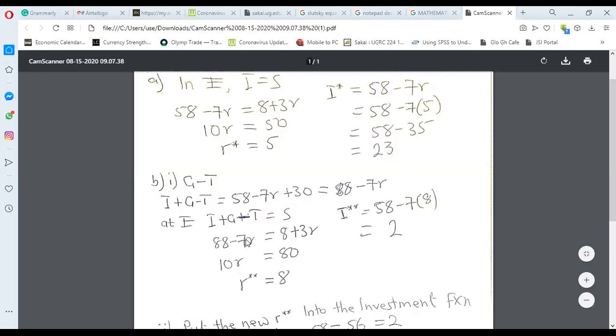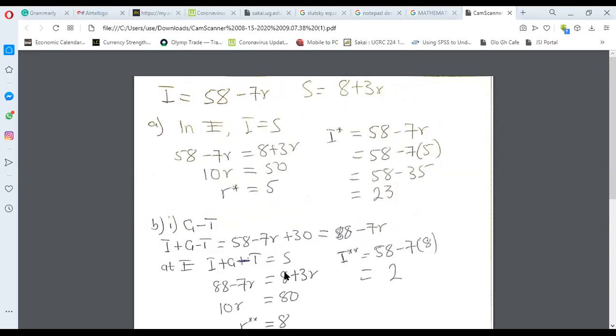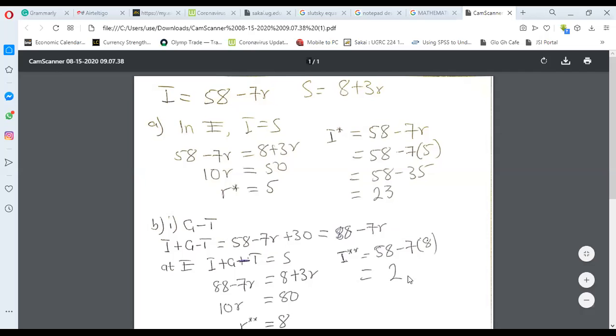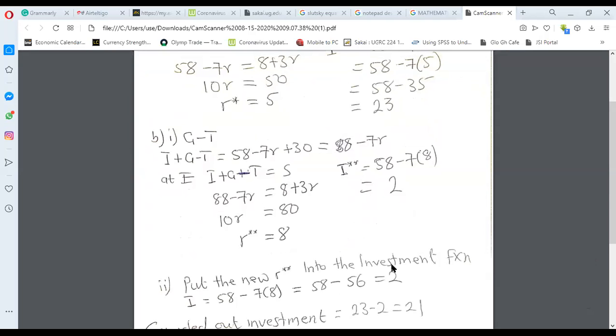So you see that now, because of an increase in J, the government spending, there's an increase in interest rate, just like we saw from the diagram. And now, because of an increase in the interest rate, if you want your new investment, you put the new interest rate, which is 8, into the investment function. So when you put 8 here, that's what we are getting. Initially, this was I. Now this is the new I, as a result of government spending.